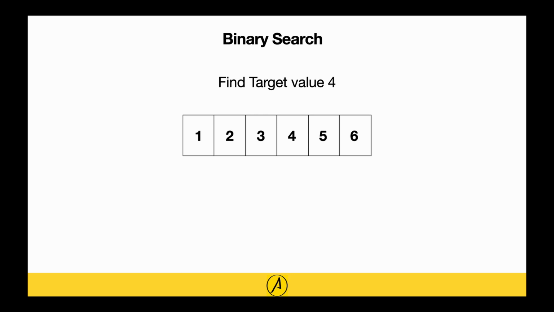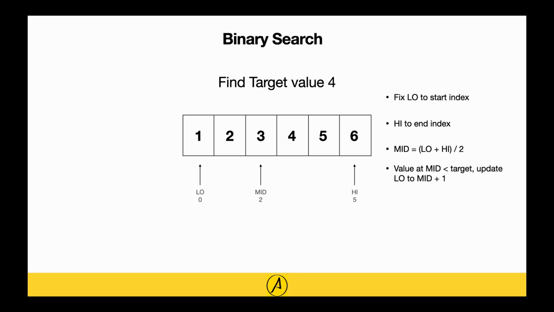In our set of input from 1 to 6, I need to find the target value of 4. How the binary search algorithm works is, first we fix the low index to the starting position and the high index to the ending position, and we find the midpoint of the both, which is normally done by adding low and high index and dividing by 2 to find the mid index. Once we find the mid index, we find the value at the mid index, which is 3, and check whether the value is equal to the target value.